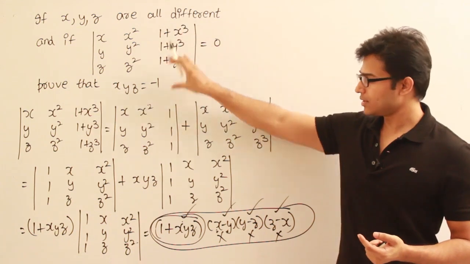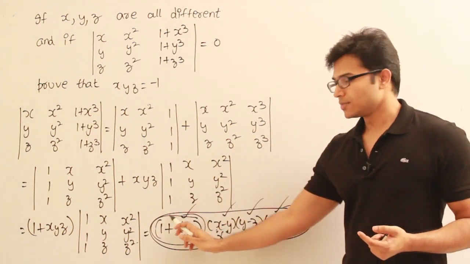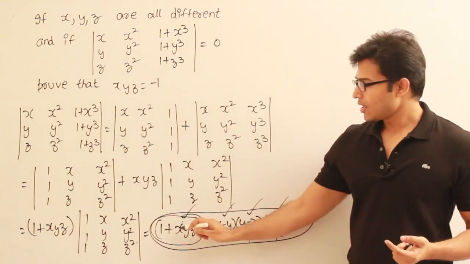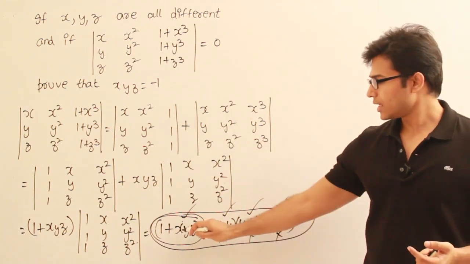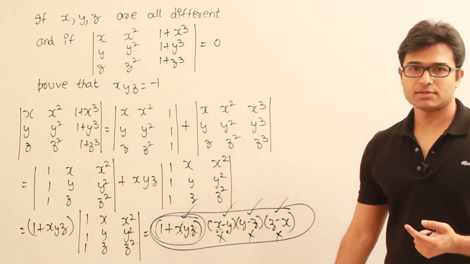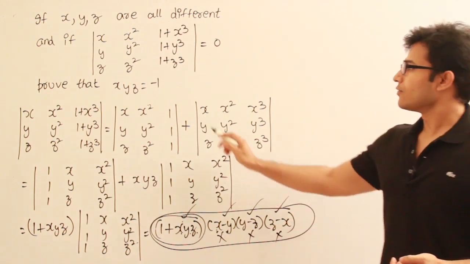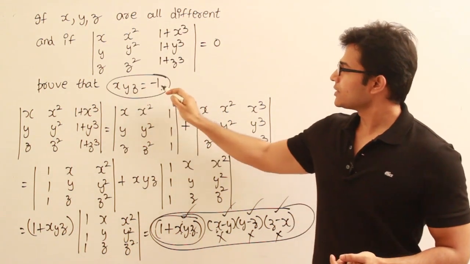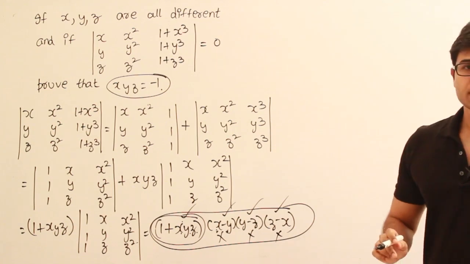If this entire determinant is 0, it is only possible when this factor is 0, right? How will this factor be 0? When x, y, z is equal to minus 1, right? Therefore, this is the answer: only when x, y, z equals minus 1 is this possible. Okay.